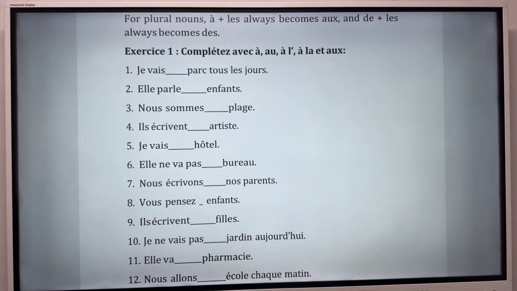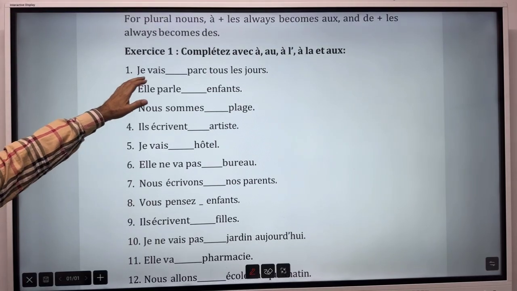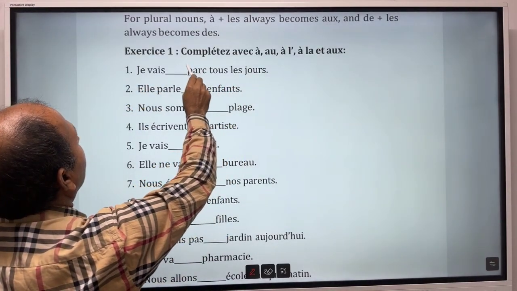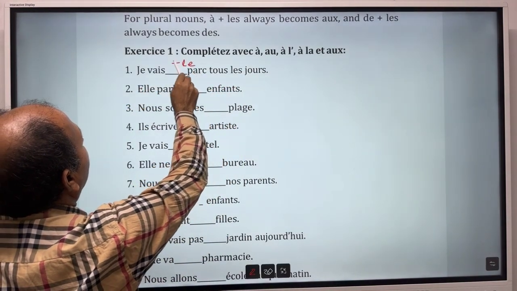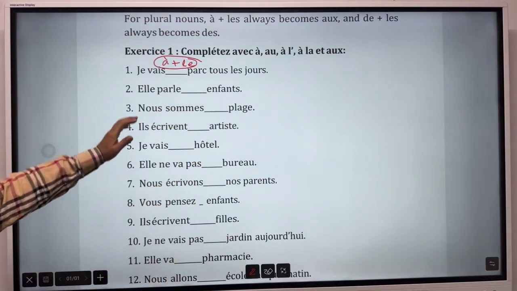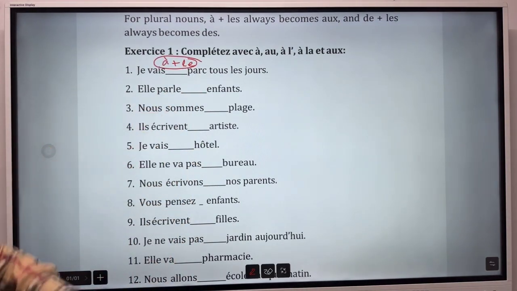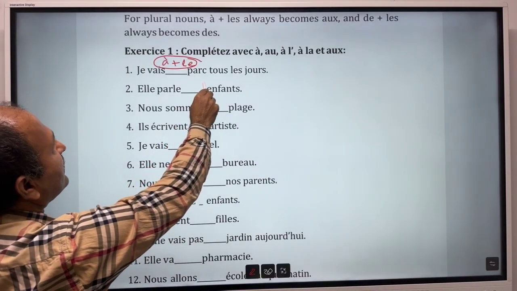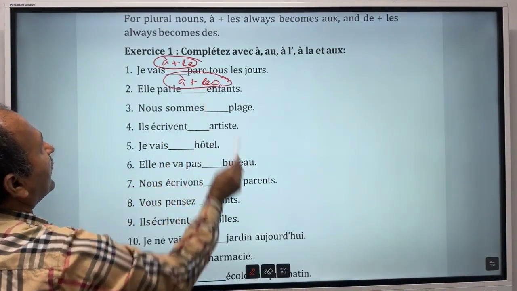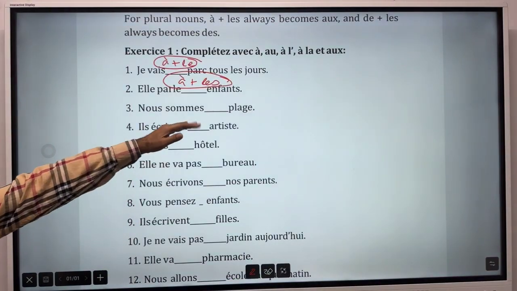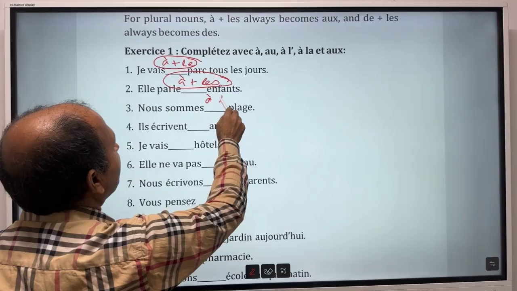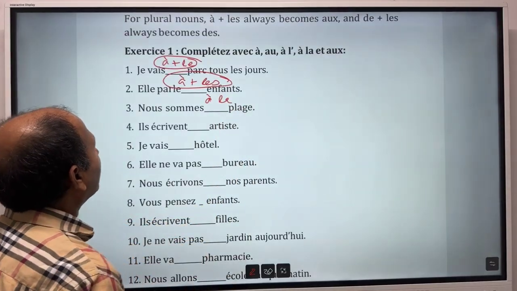So here, first part is je vais au parc tous les jours. Here, le plus à, it means you have to write au. Elle parle aux enfants. Enfant is plural, it takes les. So à plus les will become aux. Nous sommes à la plage. Plage is beach, so we are at the beach. À la plage is feminine.